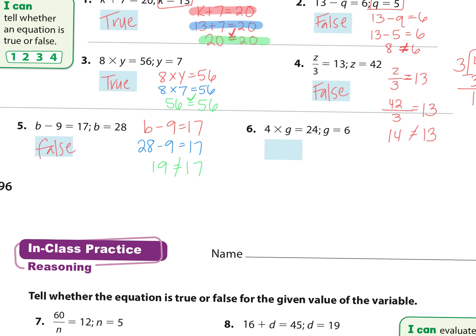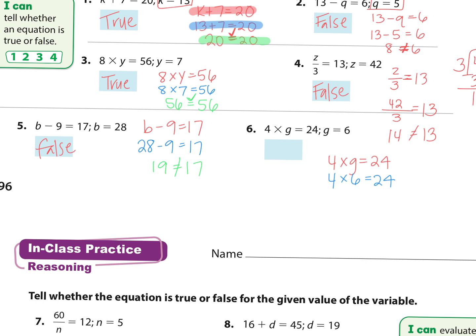And then the last one, I have 4 times g equals 24. My second line, what should it look like? You write 4 times 6. Keep going. Oh, equals 24. Very good. 4 times 6 equals 24.